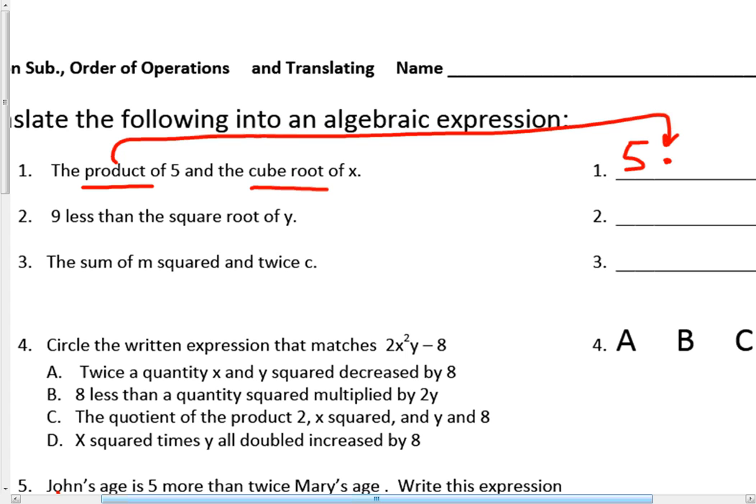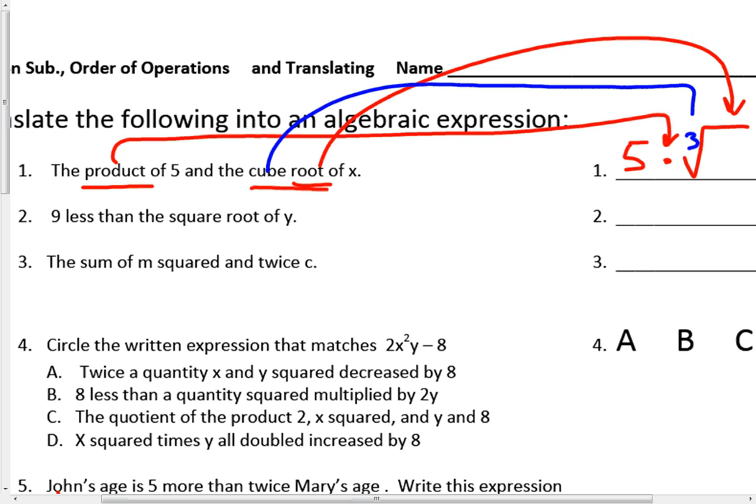Or just tell me, what does a root look like? Did everybody have one of those in that problem? That is from the word root. What about cube? Cube means we're putting a little 3 right here. And what should go inside here? X. And that's right here. So we had a 5.